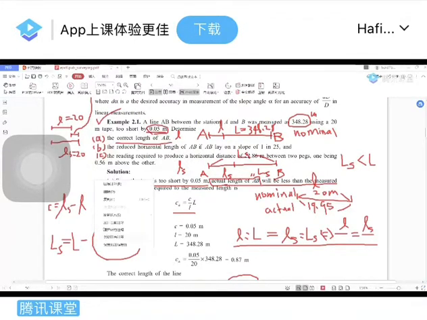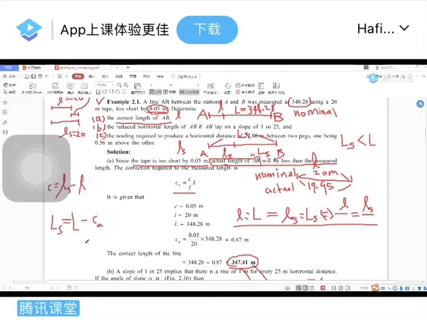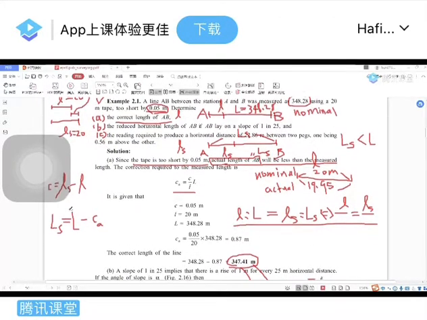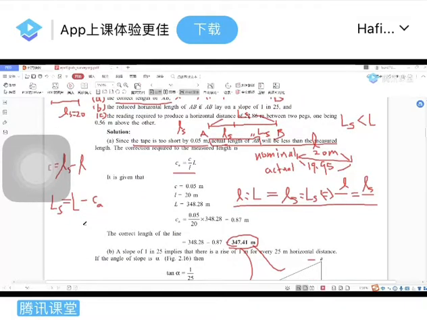Let me write down. You overestimate this much. So subtract CA from your error, and you'll get a result. Okay. Let's continue the calculation.